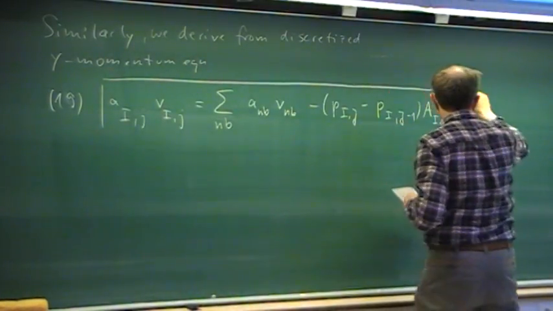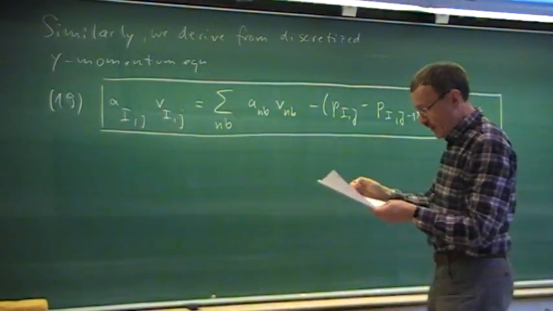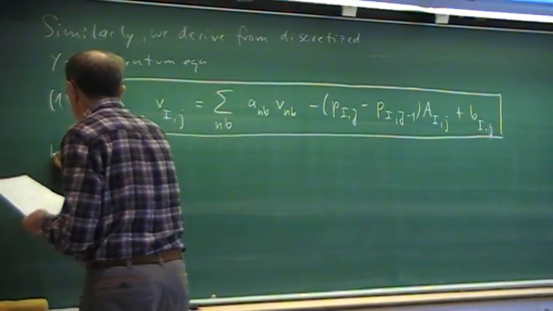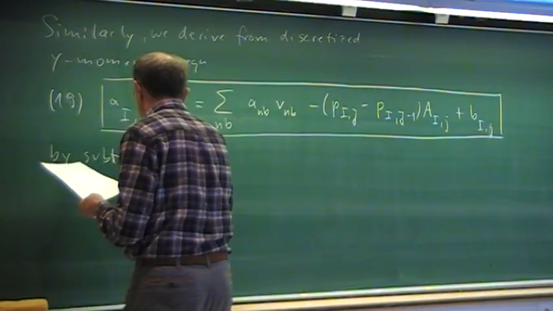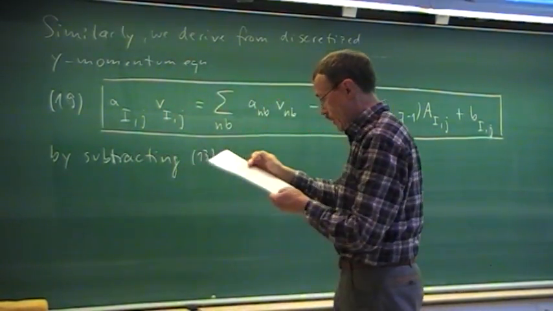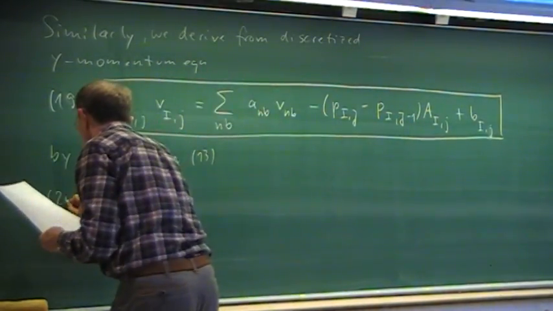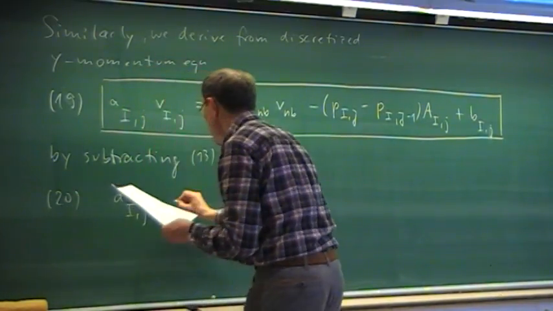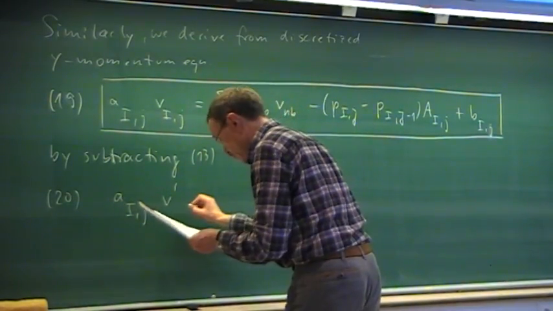Now we do the similar thing as we did before for the U. We do it now for V by subtracting from this equation equation 13, we get then equation 20. Then we have the same coefficients, but now we get the velocity corrections for the velocity component in the y direction.